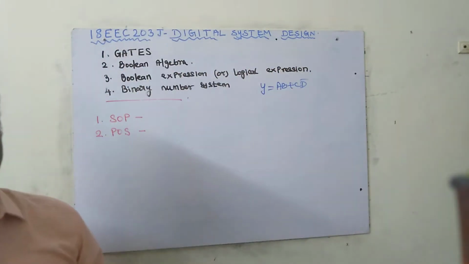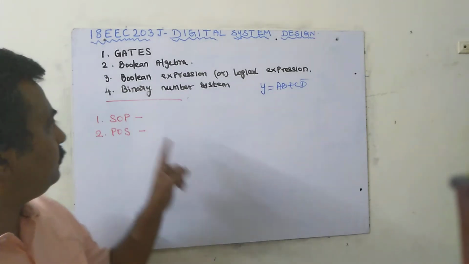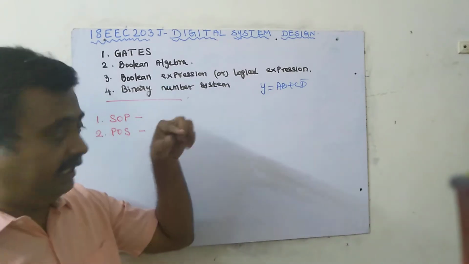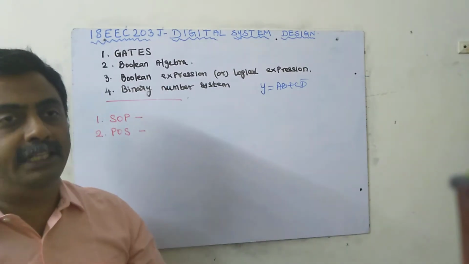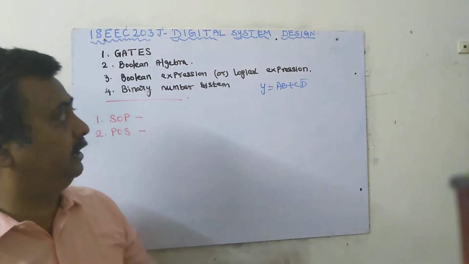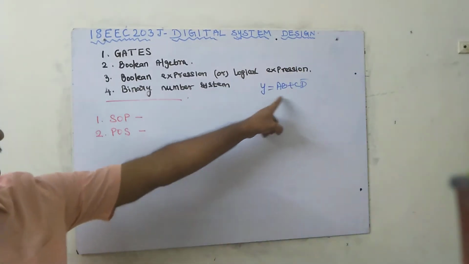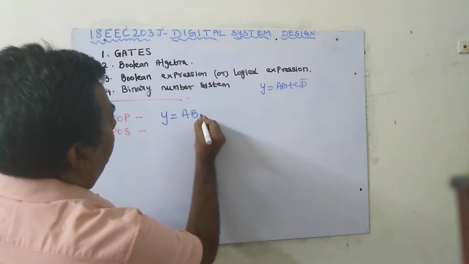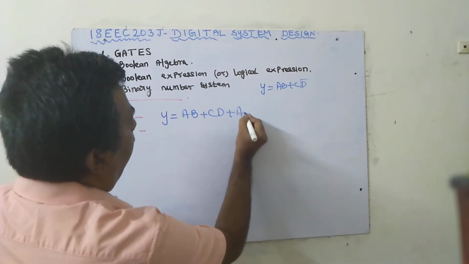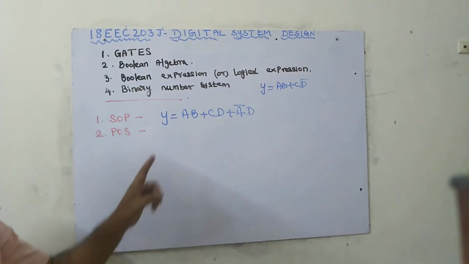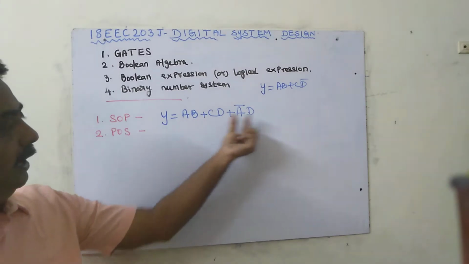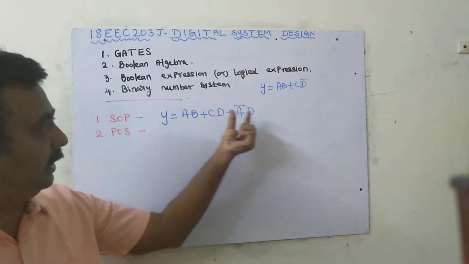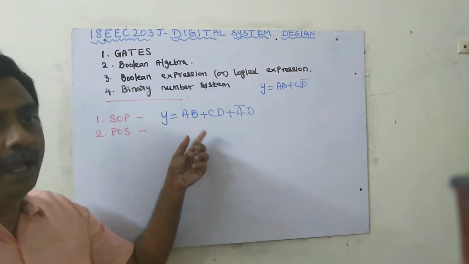These are the things you have already come across. Today we are entering into the subject. First is SOP form, POS form. This Boolean expression is an equation only. In digital we say Boolean expression, Boolean equation or logical expression. For example, Y equal to AB plus CD plus A bar D. Here first we are multiplying, this is a separate product term, this is a separate product term, this is a separate product term. First we are taking products, then we are adding.